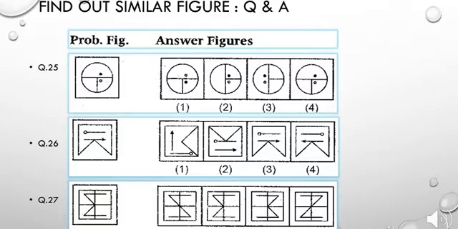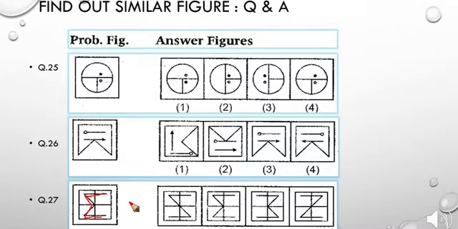In the next question, question number 27, there is a problem figure given and there are 4 options given as answer figures. Let's check which of the answer figure is exactly similar to the problem figure. Let's see the problem figure carefully. There is a square in the outer side, inside which there is another square, and there is a W alphabet which is like this.